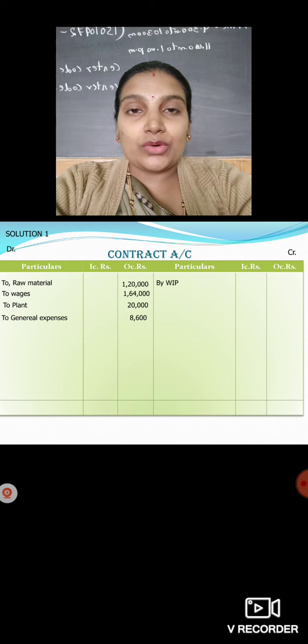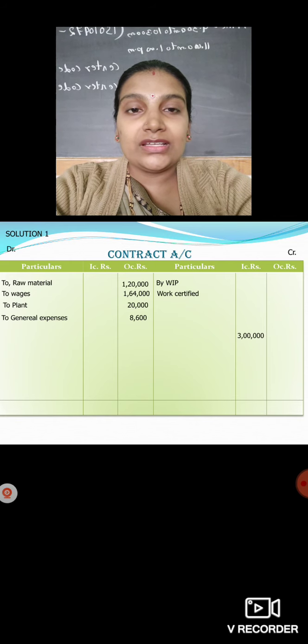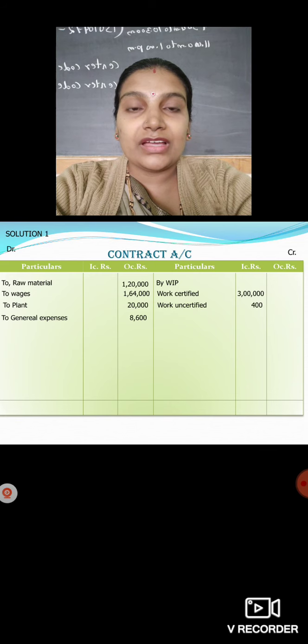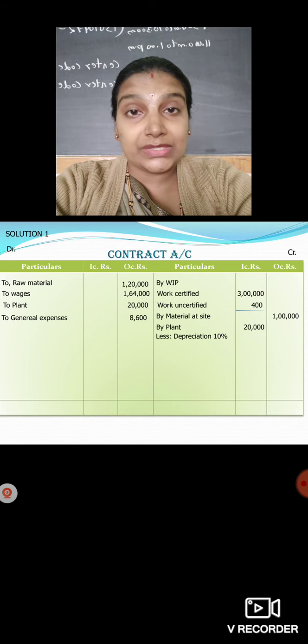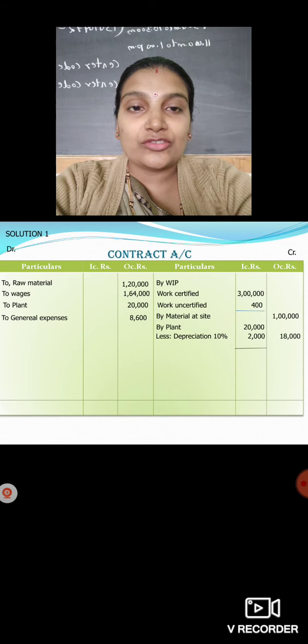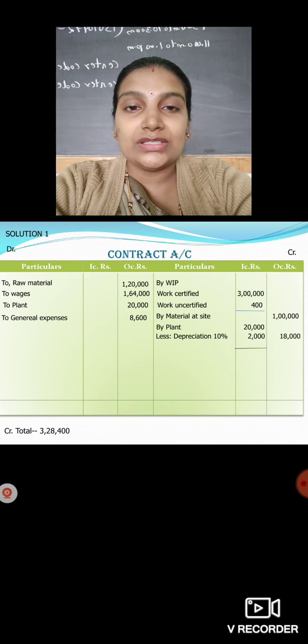By work in progress, how much did we get as work certified? It is 3 lakh. Then work uncertified you have is 400, which is not certified. So total work in progress we have is 3,04,000. Then material at site you have 1 lakh. Then plant value they have given is 20,000 less depreciation 10%, so 2,000 depreciation. So the closing balance of plant is 18,000.